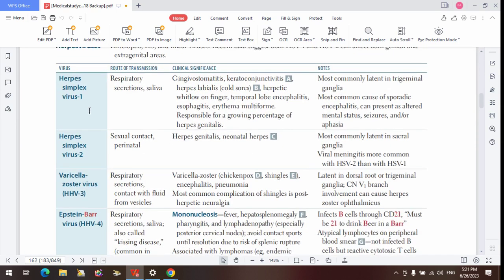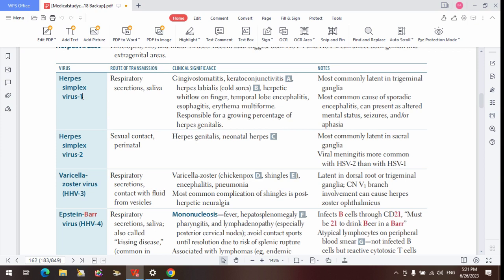Herpes simplex virus 1. What does it cause? It causes so many things. How is it transmitted? Respiratory secretion and saliva. So it has a similar route of transmission to someone that has Epstein-Barr. So people that are kissing can exchange saliva. People that practice oral sex can exchange saliva. Sneeze, respiratory secretion can get into somebody. They can transmit herpes simplex virus. So herpes simplex virus 1, I just want you guys to pay attention to the fact that it is predominantly causing oral lesions, oral pathologies.